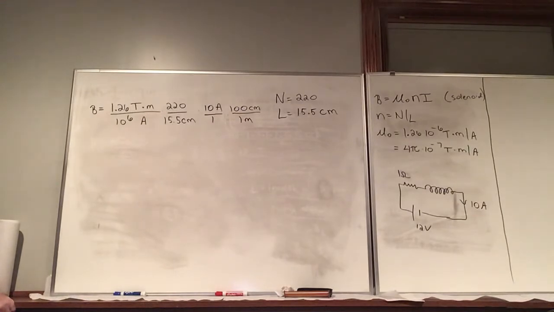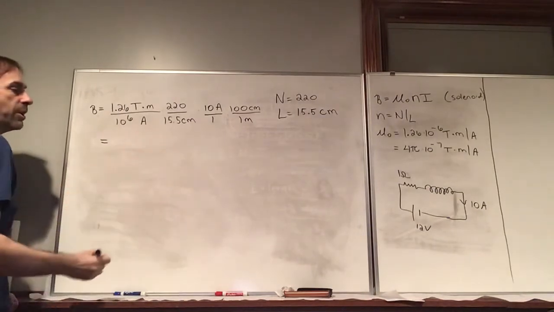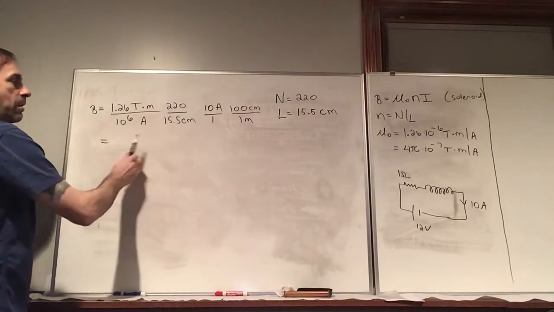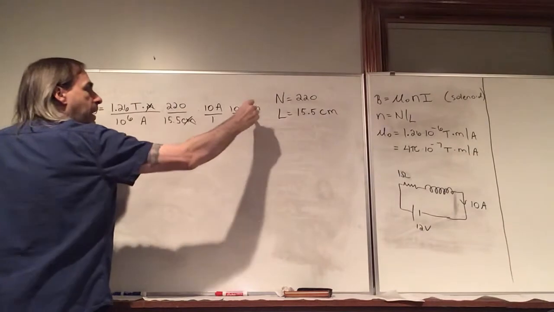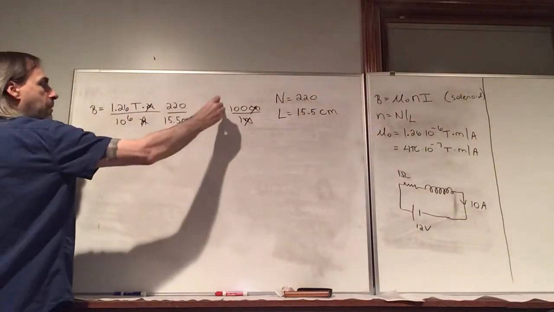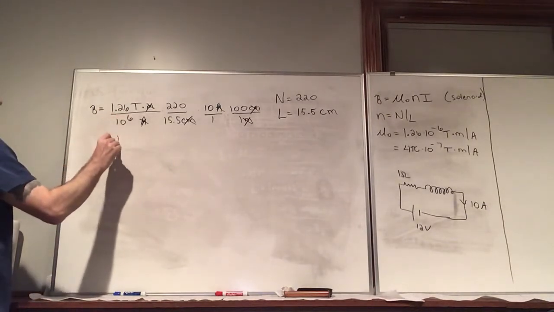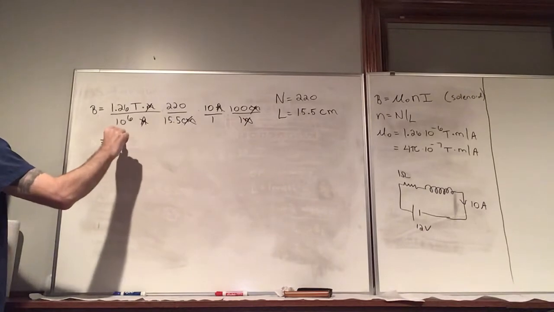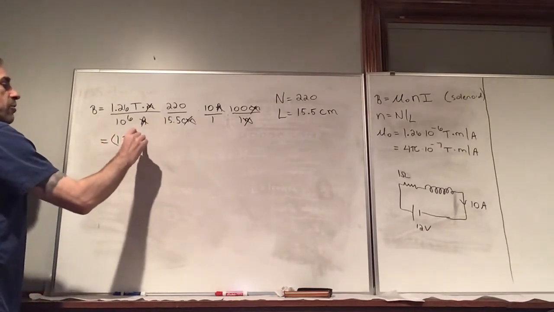So let's simplify this a bit. Let's look at the units first, and then I'll erase it. Just going across, meters cancel, centimeters cancel, amps cancel. This will give us the magnetic field in Teslas. So 1.26, I'm going to round that off to 1.3. And then I'm going to say 2.2.